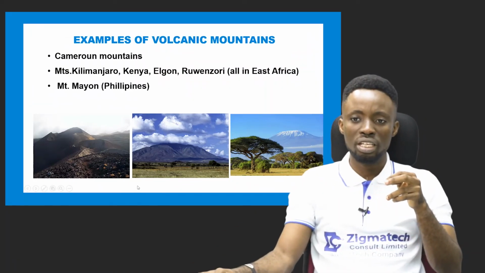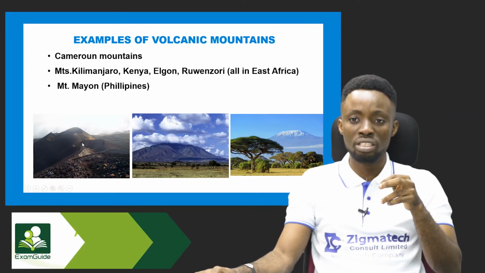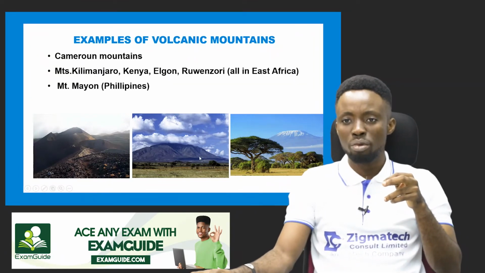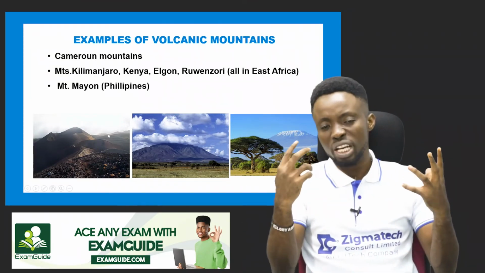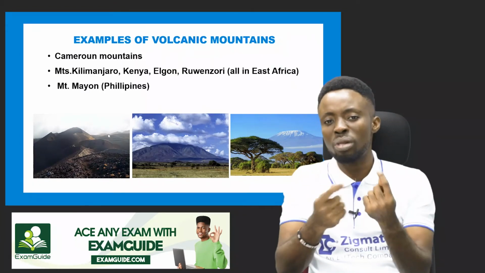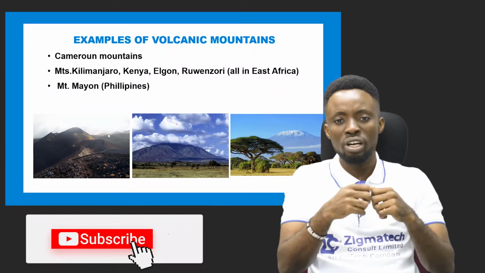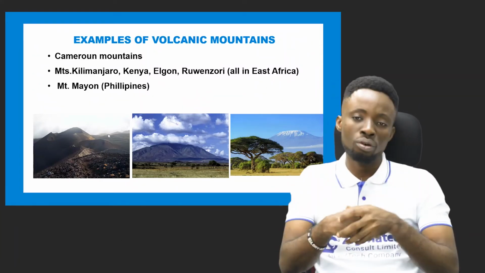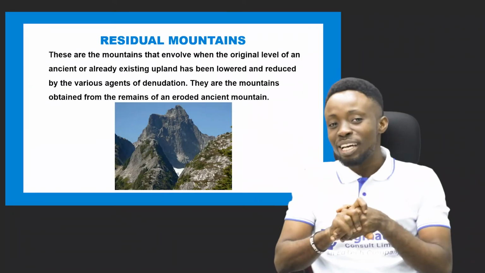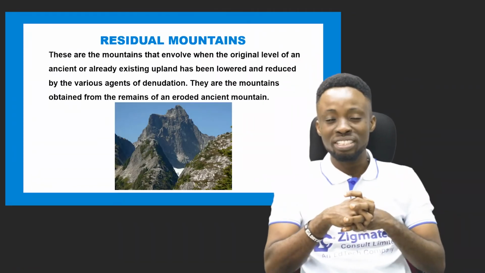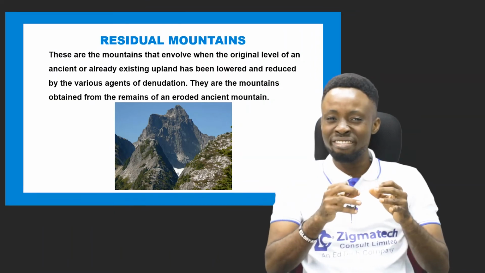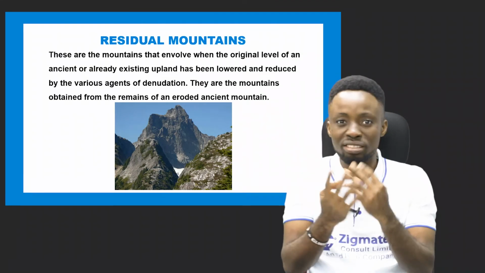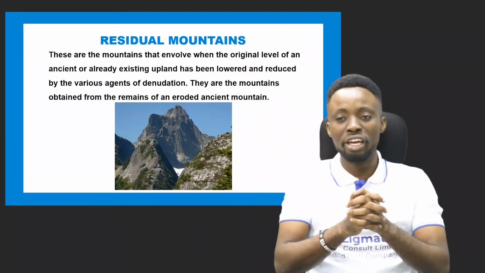As you can see, this is an example of a volcanic mountain, and this is Mountain Cameroon to be precise, and Mountain Kilimanjaro. So they are basically the mountains that are formed over time as a result of what? Magma ejection or volcanicity. So the next type of mountain is called the residual mountain. And when we say residue or residual, we're actually talking about remnant or something that is left over after a long period of time.